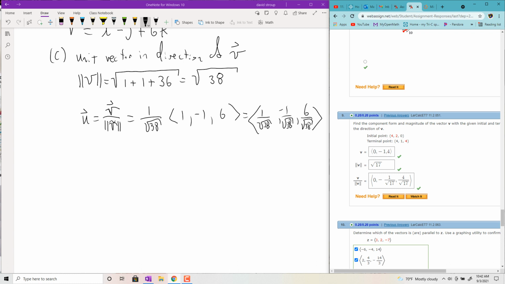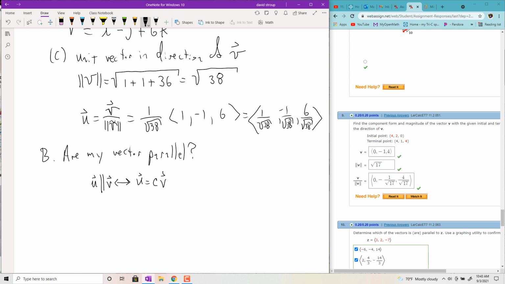Okay. Next thing, parallel. How do you tell if vectors are parallel? It's pretty simple. You just look at them, and if one is a multiple of the other, then they're parallel. So you could say in some sort of clever notation, u is parallel to v if and only if u is equal to a constant multiple of v. One thing to note, the zero vector is technically parallel to everything.